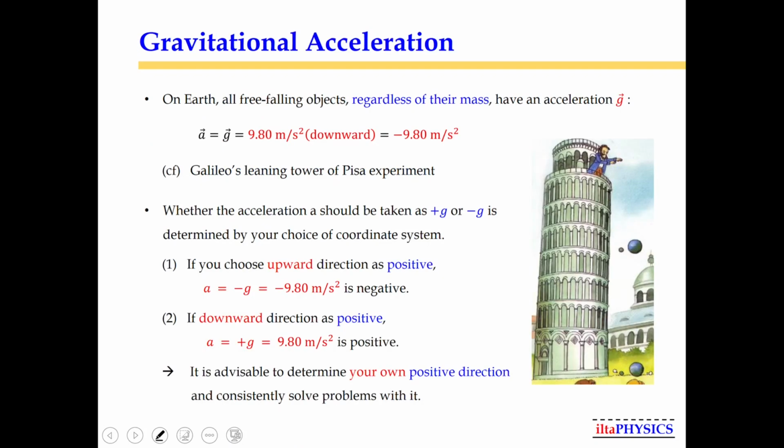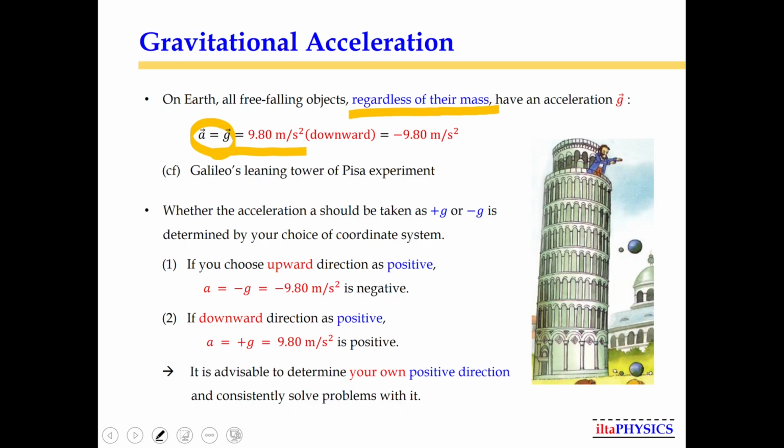So, free fall motion is constant acceleration motion caused by Earth's gravity pulling on an object. But how much is that acceleration? For every object on Earth, regardless of its mass, the acceleration is 9.8 meters per second squared.